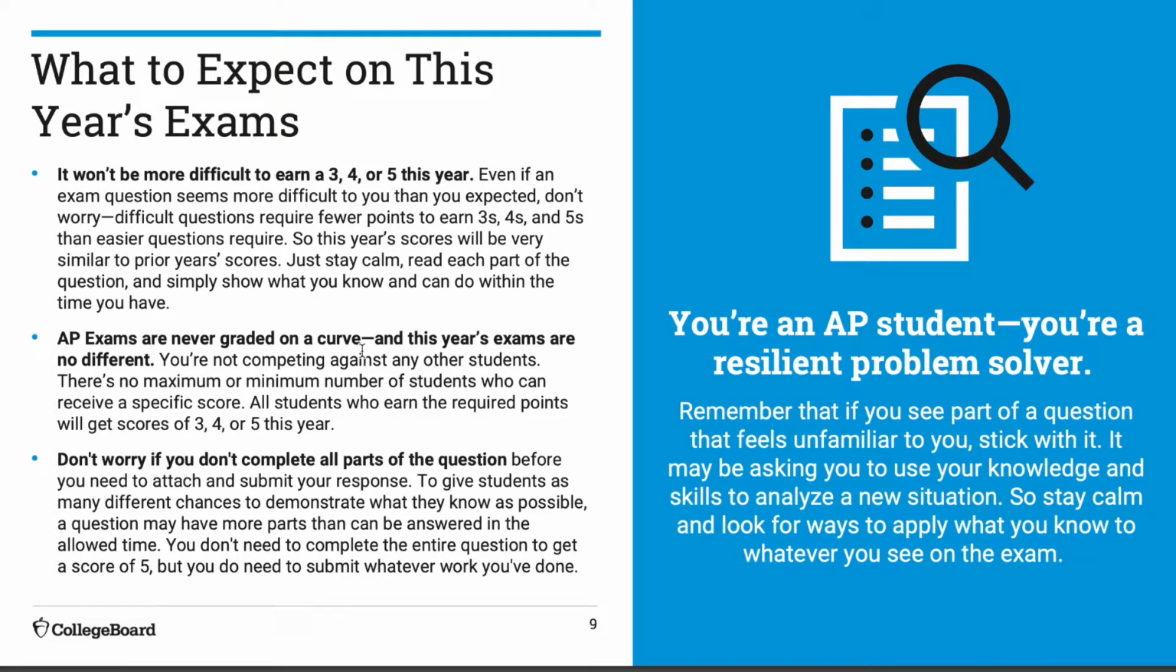Now, what to expect on this year's exam? They have a good point here, okay? It won't be more difficult to earn a 3, 4, or 5 this year. If you've been paying attention to the rubric for your DBQ, it's really not that difficult, right, to get a 3, 4, or 5. And that's because you're taking a whole DBQ in 45 minutes, so the rubric is kind of easy. So I think this will be easier than a regular year's test, which is really nice.